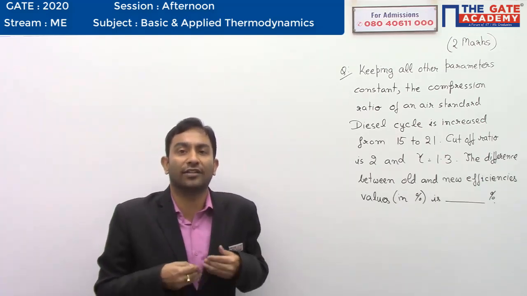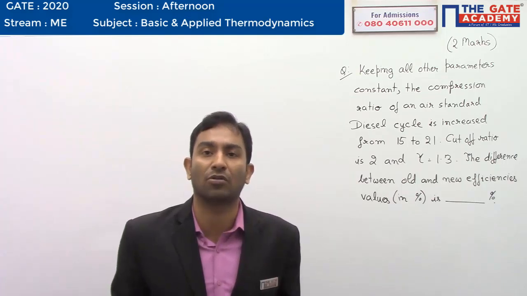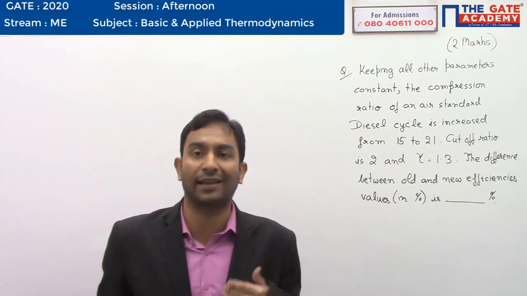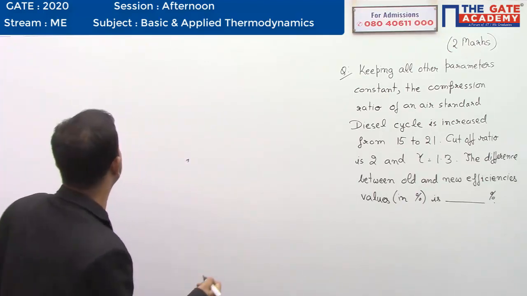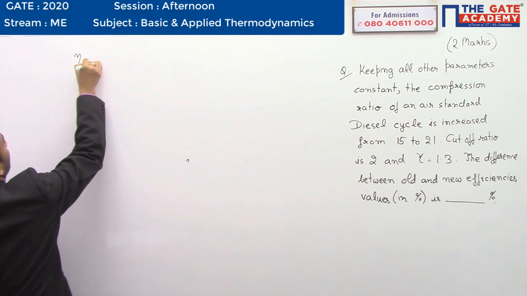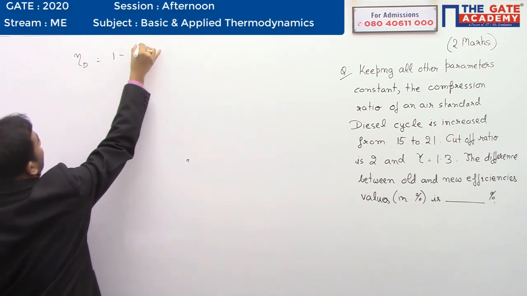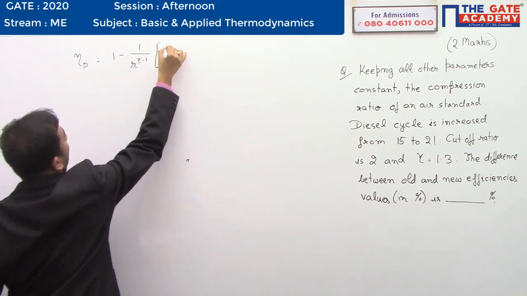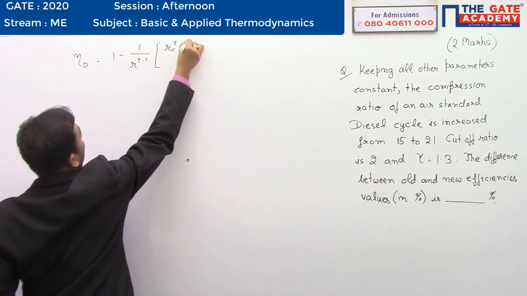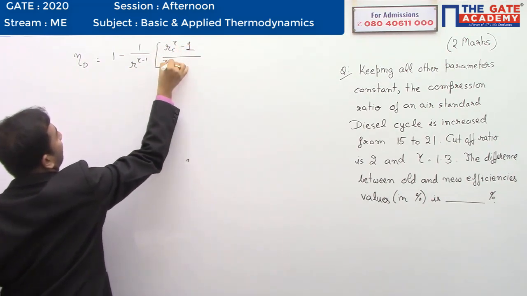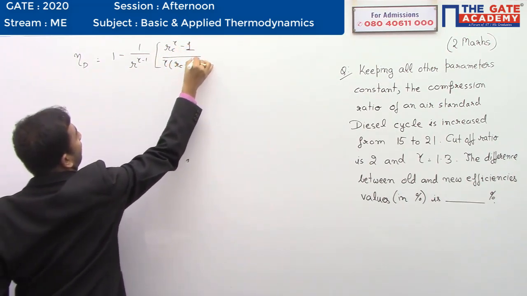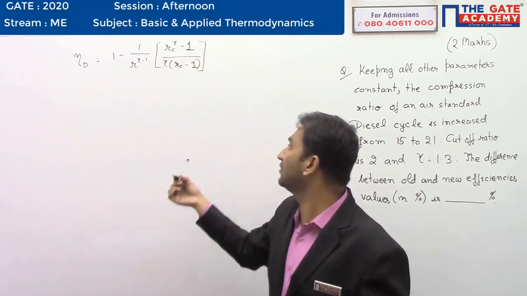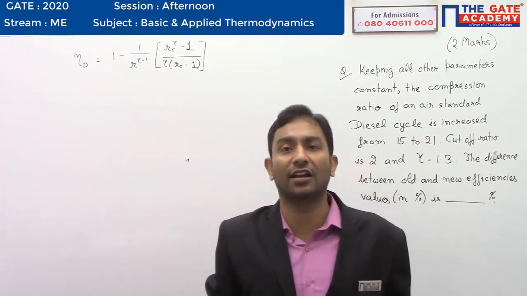Okay, so they are saying that all other parameters are kept constant. Now let us first see what the efficiency of an air standard diesel cycle is given by. The efficiency of the diesel cycle is equal to 1 minus 1 by R to the power gamma minus 1 into RC to the power gamma minus 1 divided by gamma into RC minus 1. Very good. So this gives me the efficiency of your air standard diesel cycle.